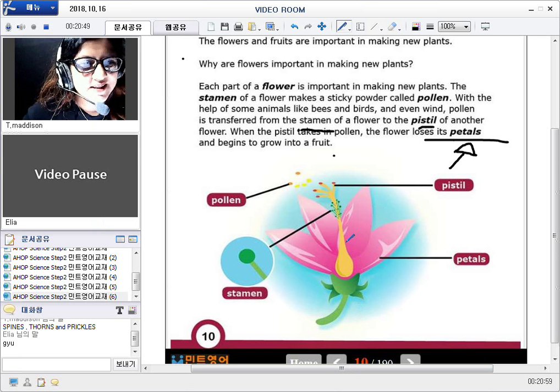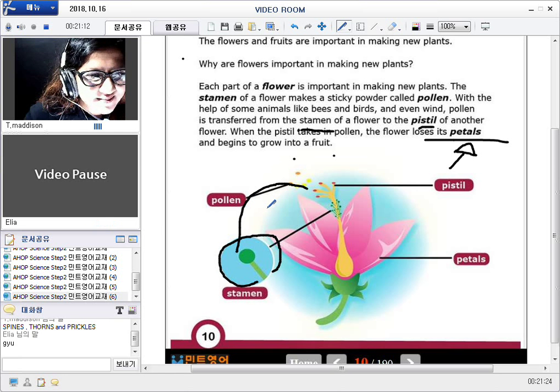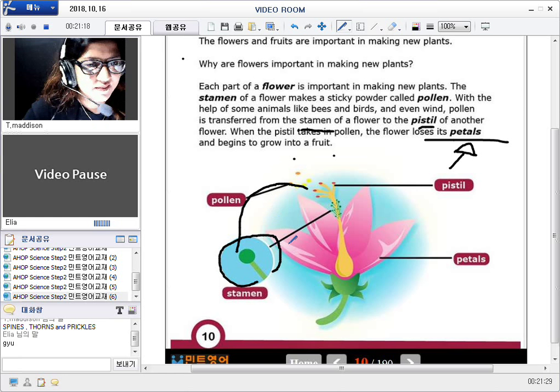Can you explain to me what stamen and pistils are? Okay. The stamen makes pollen, and I don't know how pollen can move to the pistil. Maybe by wind. Only wind can move pollen to the pistil? Not only wind, but bees, insects and birds. Yes.